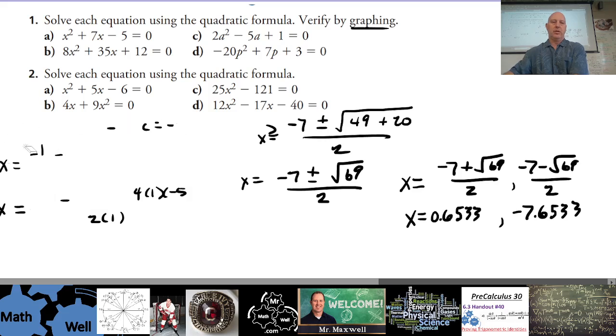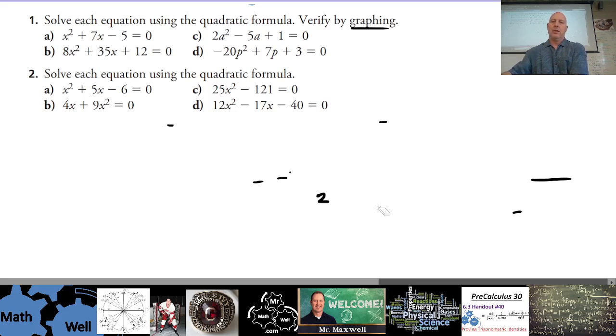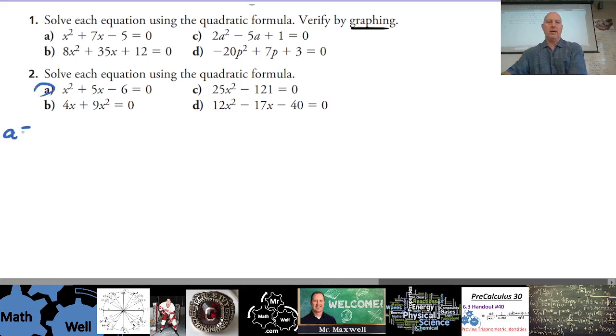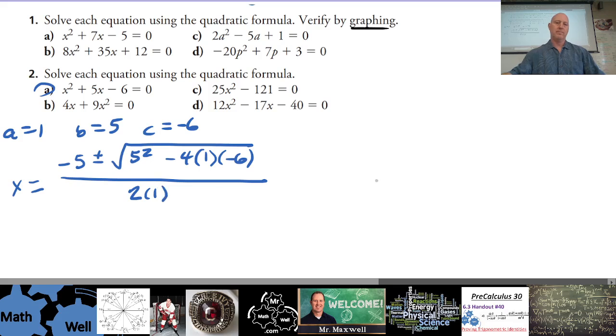Okay. 2. So let's do 2. This is what you guys are to do, but 2. So we have, for 2a, a equals 1, b equals 5, and c equals -6. This is going to be very similar to the last one. So x equals -b is +5, plus or minus the square root of b squared, so it's 5 squared, minus 4 times a is 1, times c is negative 6. All over 2 times 1.